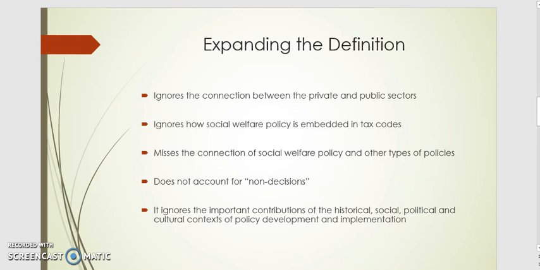And then lastly, this is probably the most important reason, and maybe the one that is talked about the least: as Postman points out in Chapter 1, the definition by Compton et al. ignores the important contributions of the historical, social, political, and cultural context of policy development and implementation in this country.